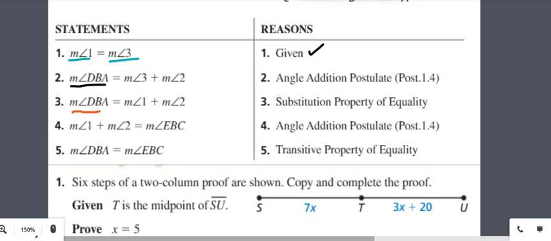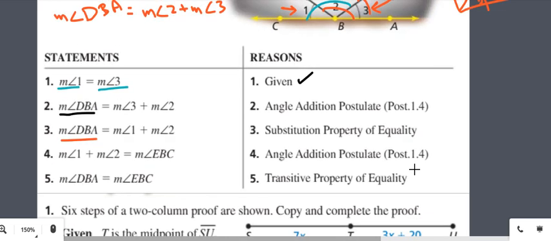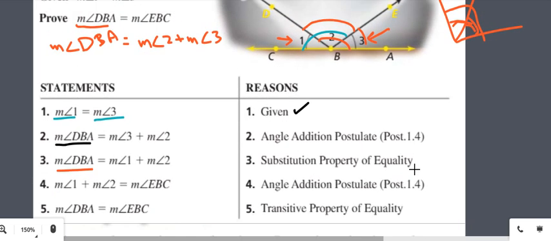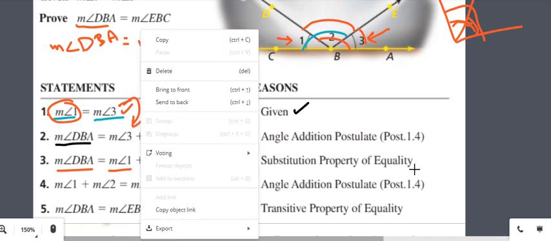Then measure angle DBA is equal to measure angle 1 plus measure angle 2. How can we write that? We already know that measure angle 1 is equal to measure angle 3. By using this given statement and the substitution property of equality, I substituted 1 instead of 3. Clear?